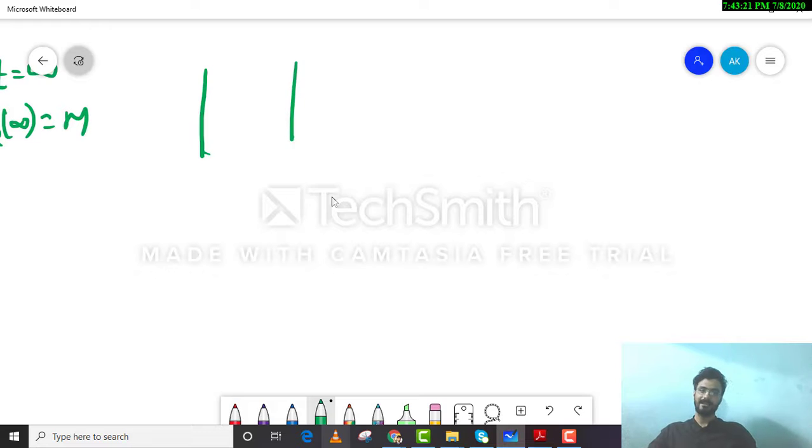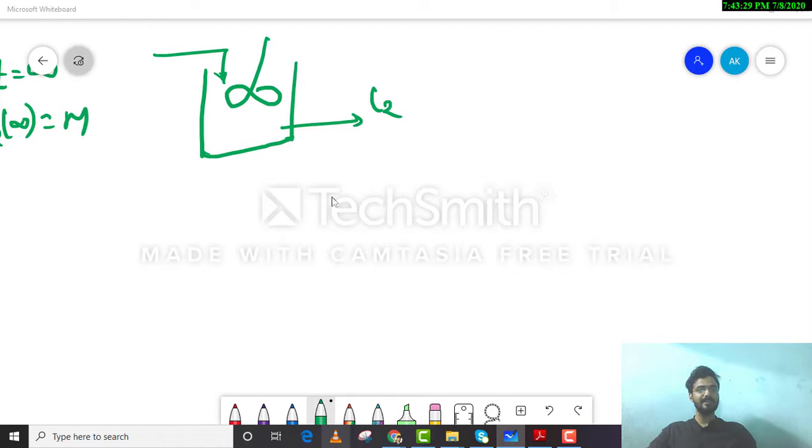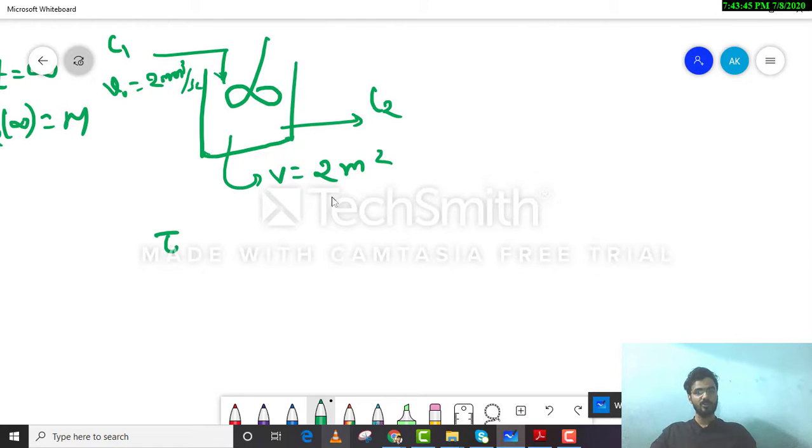Understand, the GATE examination will give a mixing tank, with the inlet concentration and the outlet concentration C2. So they will be giving C1. Now volumetric flow rate, just try to understand, they have given 2 meter cube per second, and the volume of this mixing tank is given as 2 meter cube. So from here you can calculate tau is equal to V upon V naught.